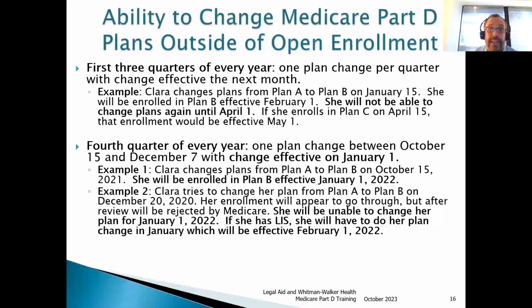In example 2, let's say she tries to again change her plan on December 20th. Her enrollment may appear to go through on Medicare.gov, but it's going to be rejected by Medicare. And she won't be able to change her plan again until after the new year. Again, if she has low-income subsidy, she'll be able to change her plan again after January 1st, but that change isn't effective till the first of the following month.